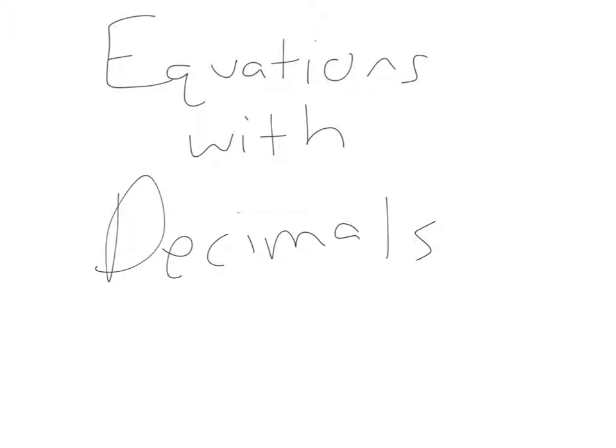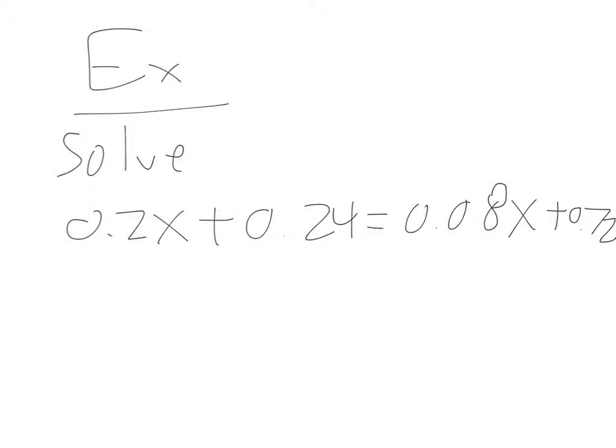And quickly, I want to go over solving equations with decimal numbers. Alright, this first example: solve 0.2x plus 0.24 equals 0.08x plus 0.72.